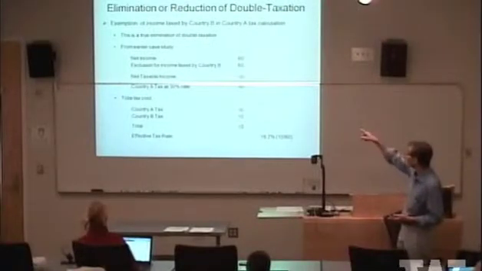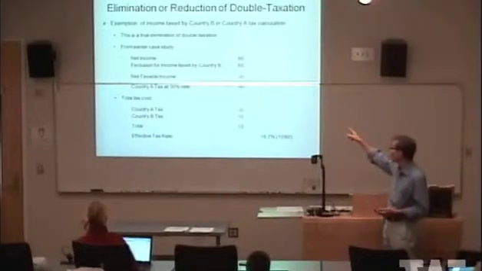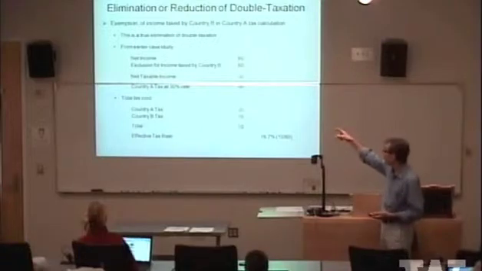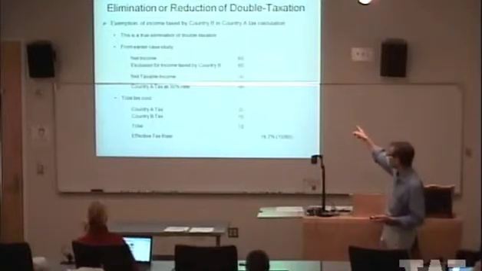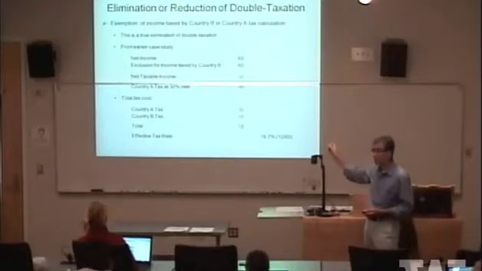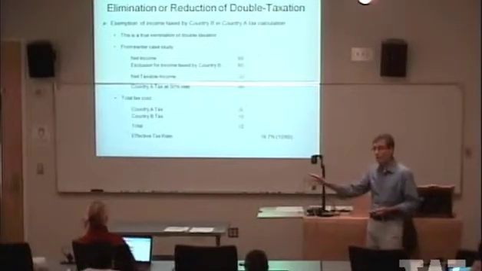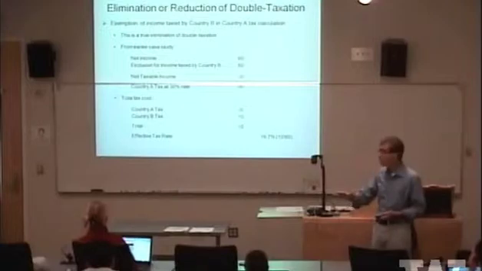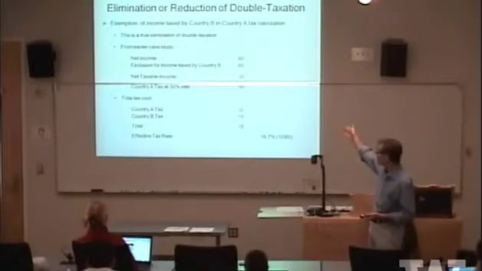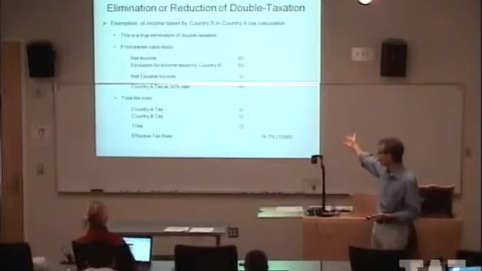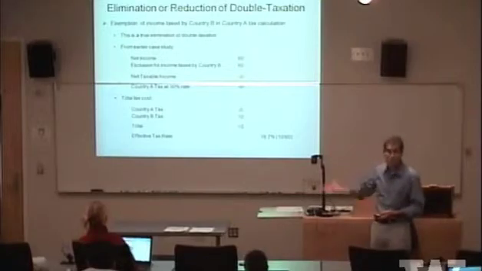Now, if we look at an exemption country, they would say, okay, the net income of 60 has been taxed by country B. We will exclude that from income, so our income after the exclusion is 0. Country A tax is 0, and our total tax is the 10 paid to country B. And of course, that's a wonderful answer.